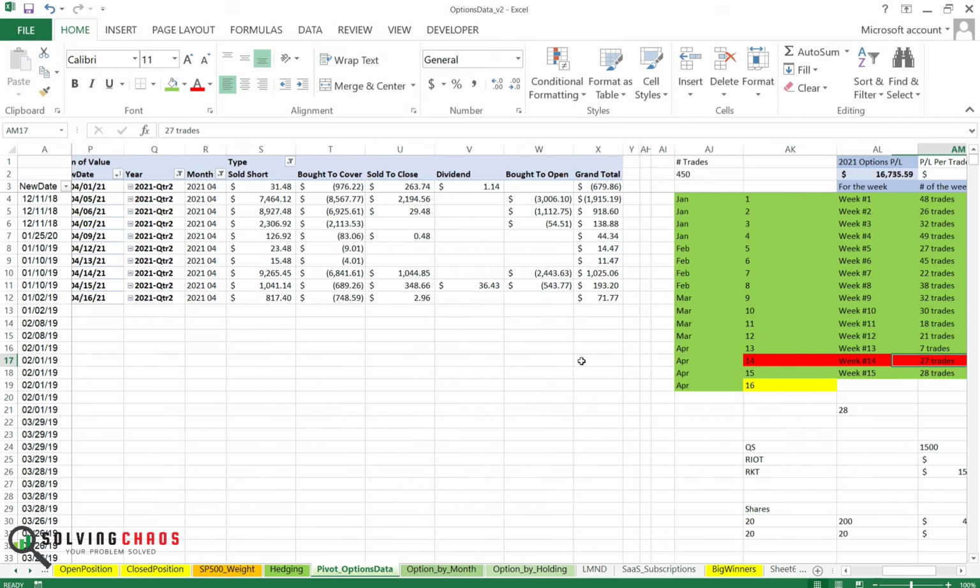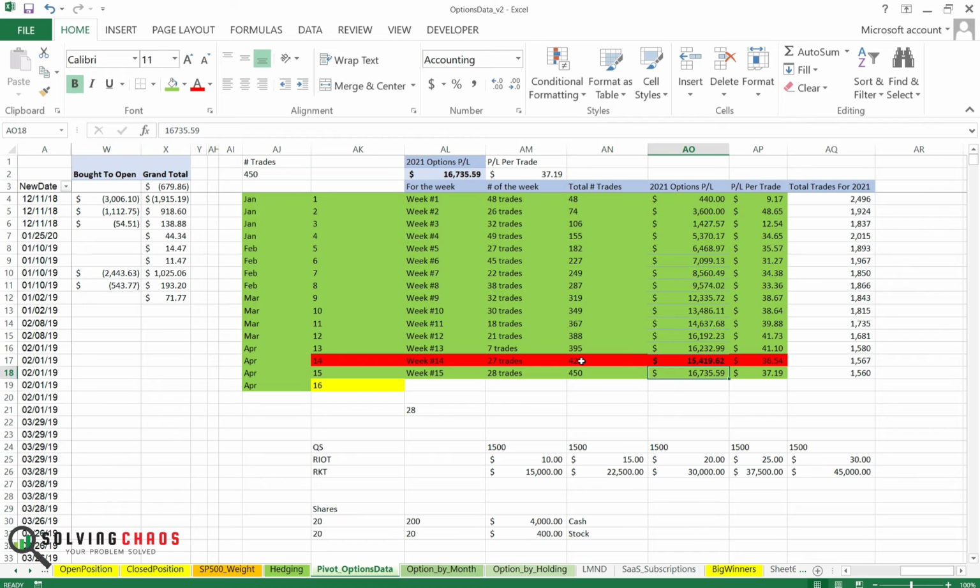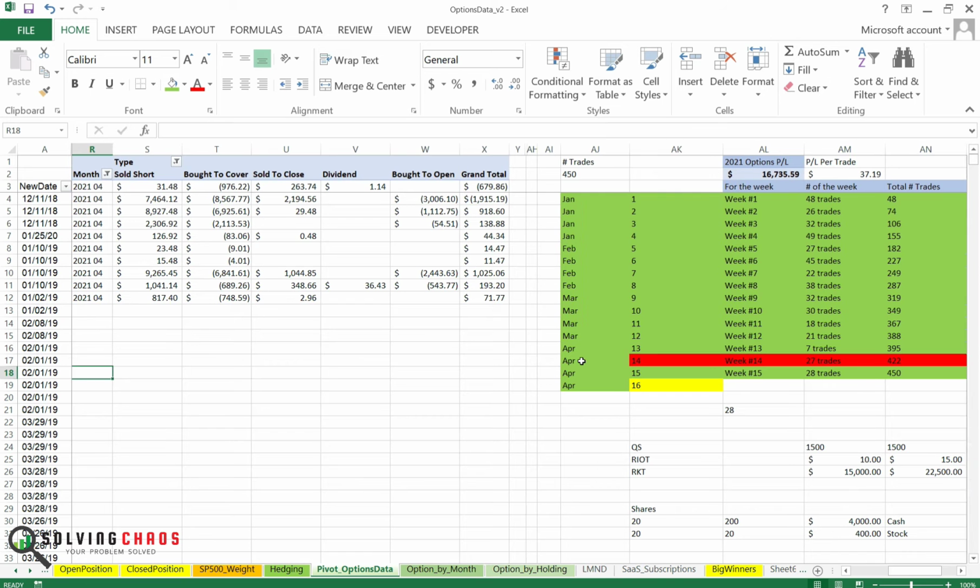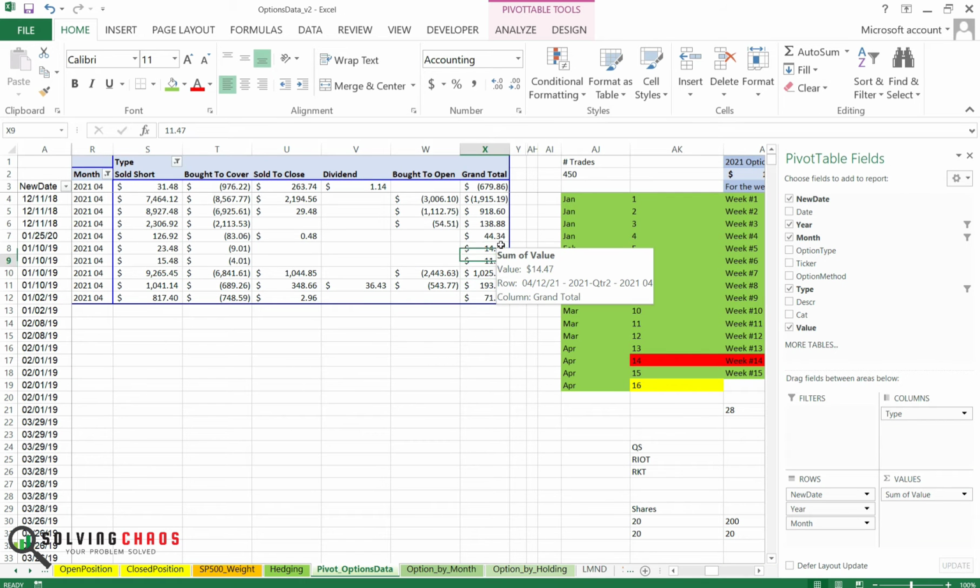But let's just go over some of the data real quick. So I'm up to 16.7 as the profit so far, 450 trades. I only did 28 trades this week, most of it on Wednesday, because you can see by this volume here. A lot of the volume was on a Wednesday. I did almost nothing on a Monday and Tuesday.